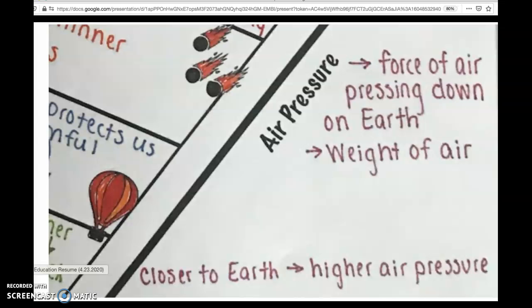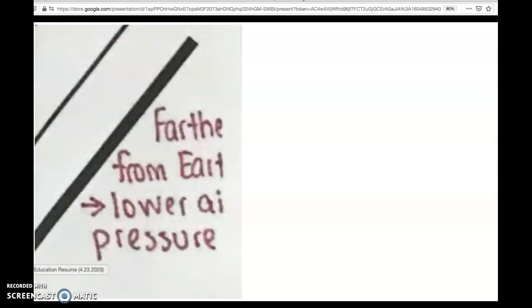This is because of the force of the air pressing down on the Earth, aka the weight of the air, like I said, about 14.2 pounds per square inch. And then the farther you get from the Earth, the lower the air pressure. So just know that if I was a rocket re-entering Earth's atmosphere, I would increase in pressure as the ground came closer and closer. Okay?